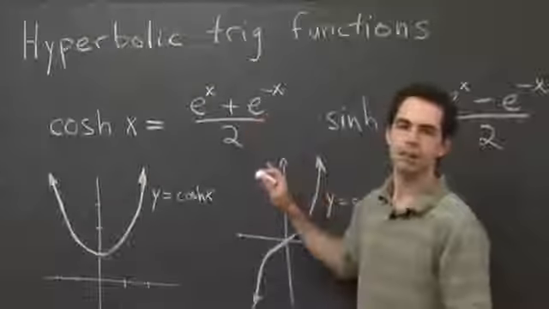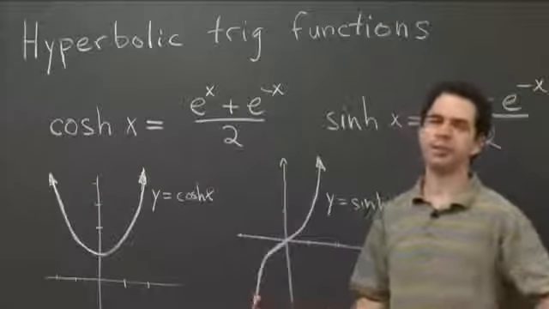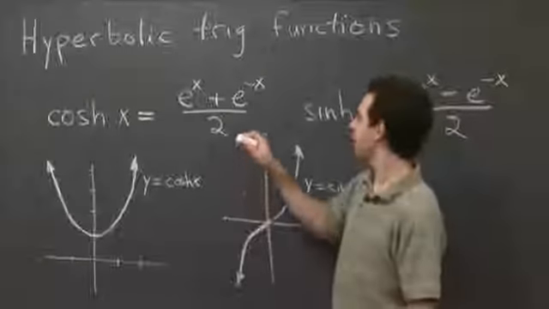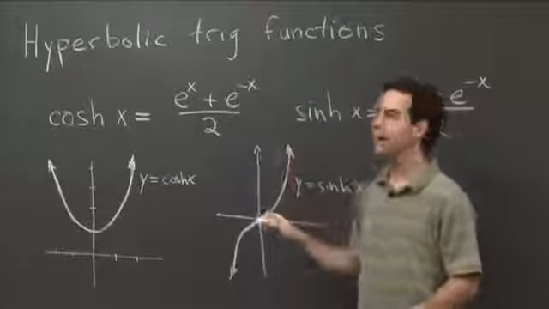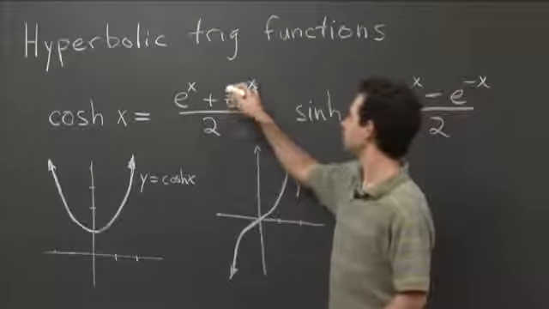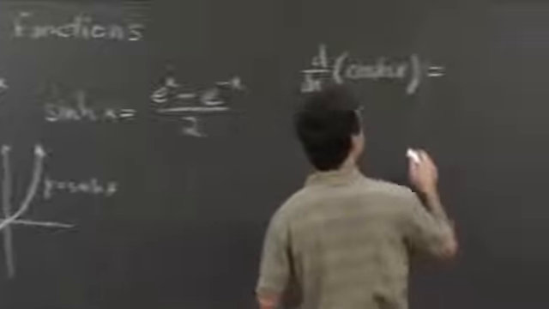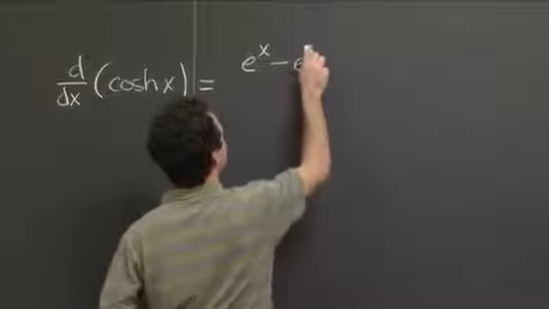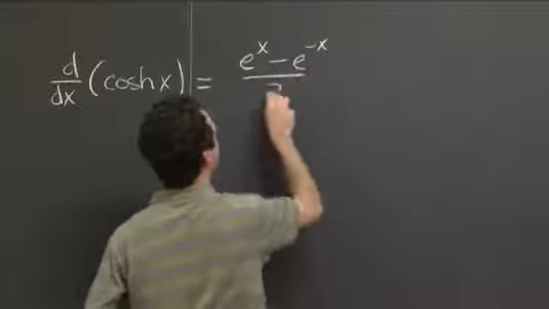So it's really just a sum of two exponential functions. Exponential functions are easy to take the derivatives of. Take the derivative of e to the x, you get e to the x. Take the derivative of e to the minus x. Well, okay, so it's a little chain rule, so you get a minus 1 in front. So the derivative of cosh x is e to the x minus e to the minus x over 2.